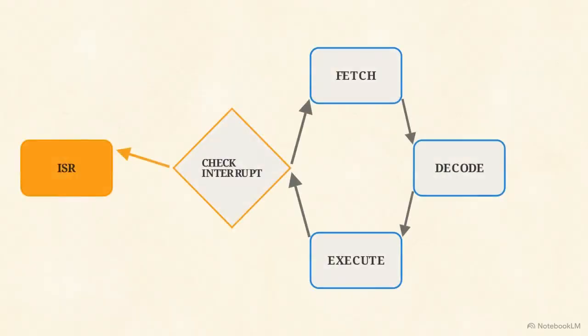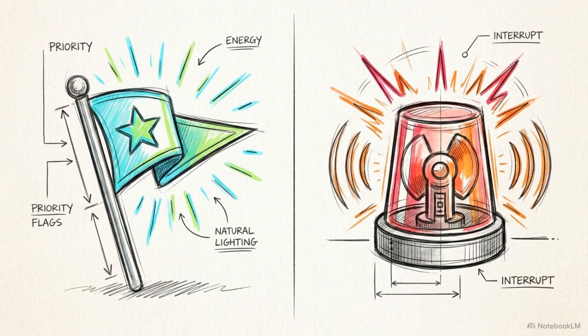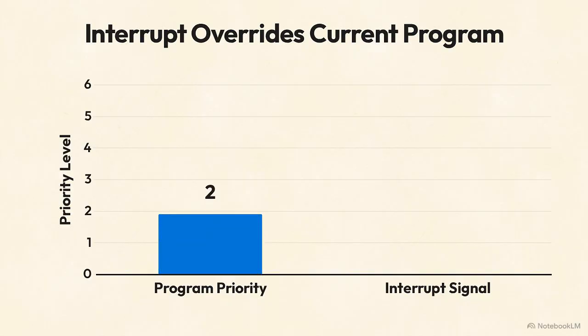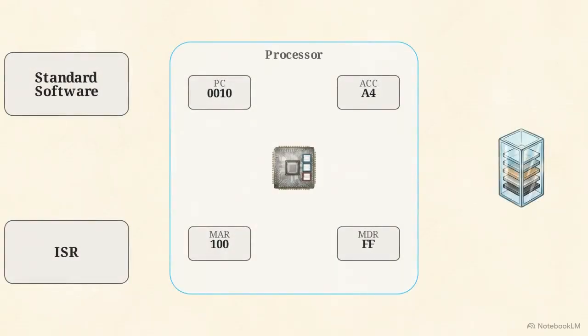As this flowchart of the FDE cycle shows, the CPU manages these signals by checking the interrupt queue strictly at the very end of the execute phase. By checking for interrupts only at this exact point, the processor ensures the current instruction finishes completely, preserving data integrity before pivoting to handle the new crisis. When an interrupt is detected, the processor must evaluate it. Interrupts are given priority levels, and the CPU will only break its current cycle if the incoming signal has a higher priority than the executing program.